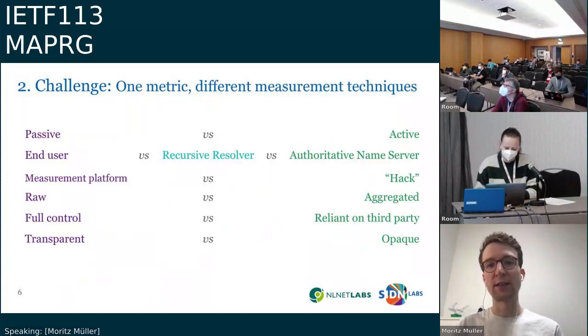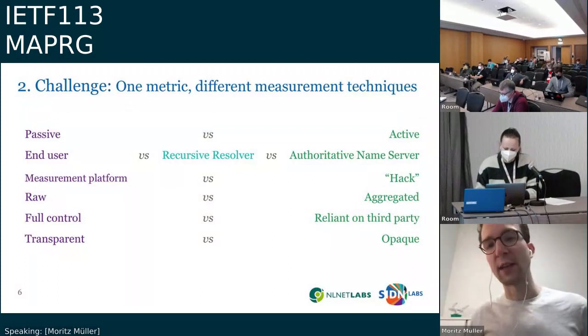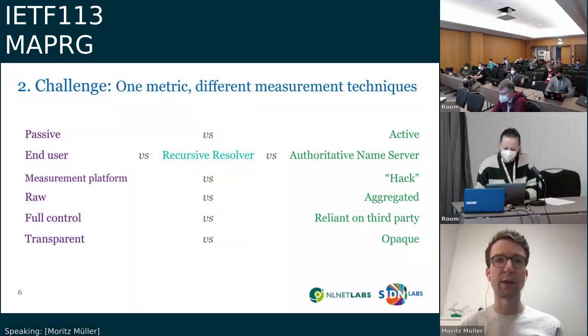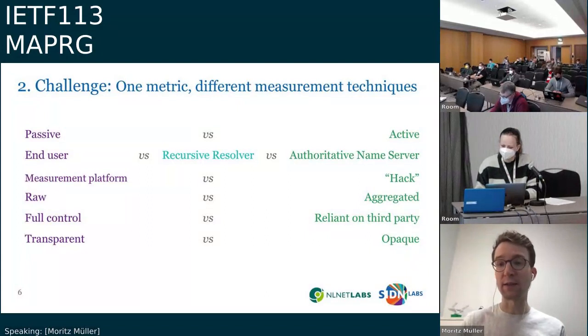The second challenge is related to the measurement technique. Each or almost each of these metrics can be measured in different ways. When we think about, for example, whether a resolver is validating or not, then we could use active measurements, for example, from RIPE Atlas, and issue queries to the resolvers of these RIPE Atlas clients, and then see what kind of response they get. Another approach would be to look into traffic collected at an authoritative name server, for example, see whether a resolver is requesting DNSSEC records, and from that derive whether a resolver might validate or not. And both of these approaches have their pros and cons.